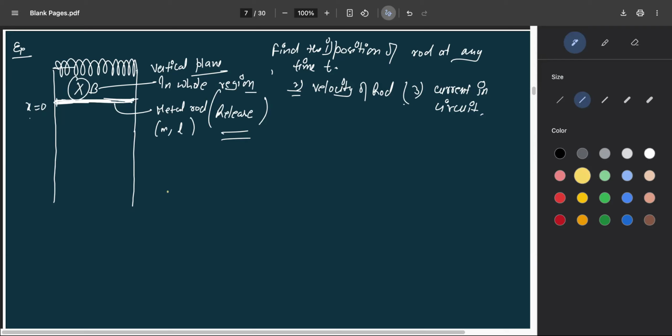There's a magnetic field. Just think of it. This is a rod. There's a rod, and it is falling inside a magnetic field. Can you tell me what will happen with this rod? This rod is falling downward, and there's a magnetic field in this region. If it is falling, what should actually happen with this?